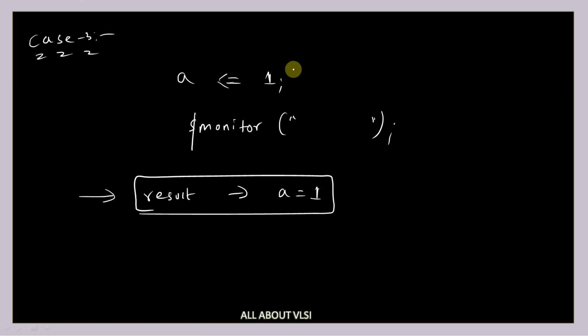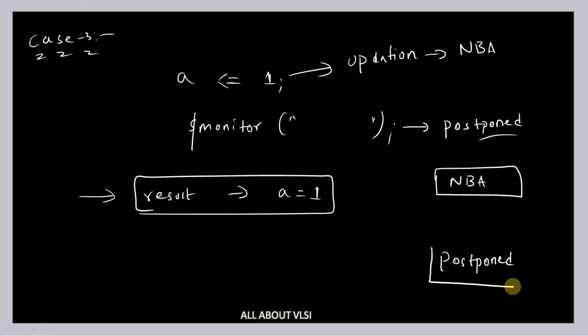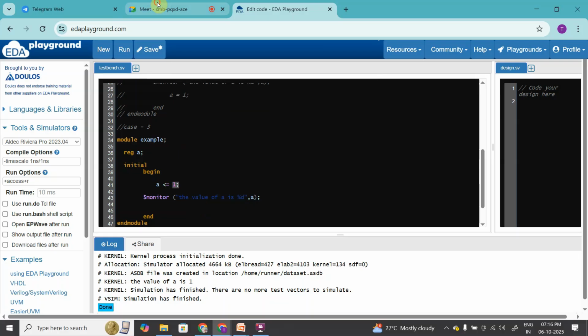Now what is happening? The updation is happening in the NBA region and this $monitor is called in the postponed region. That is the reason your value is getting printed. Your NBA region will be present here, and after NBA region only, you are going to have your postponed region. That is the reason your value is getting printed. Okay, is it clear? Any doubts or any queries up to here?